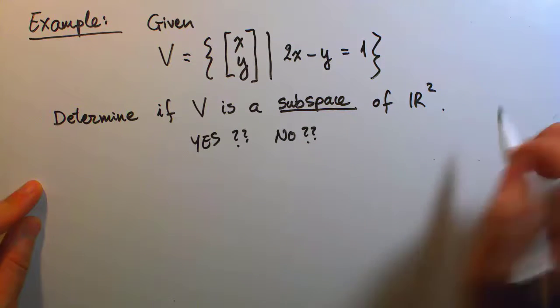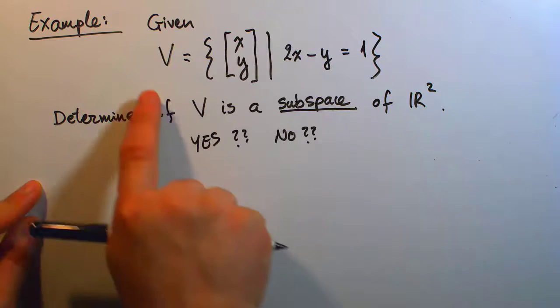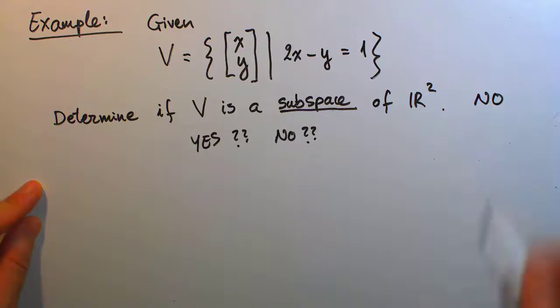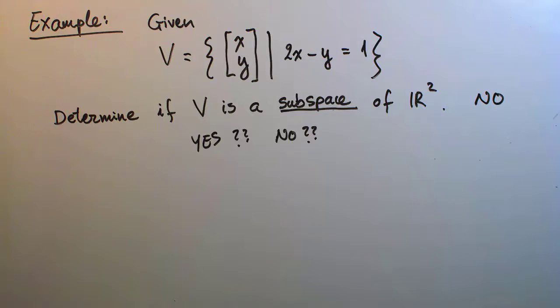So in this particular problem, in this particular example, for this set of vectors, I would say no, it's not a vector space. So here's my proof.